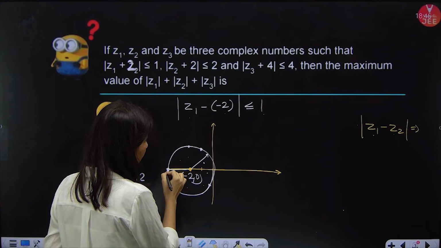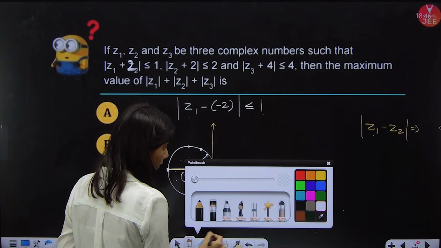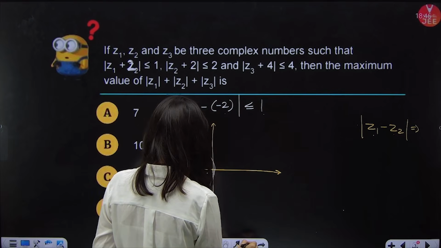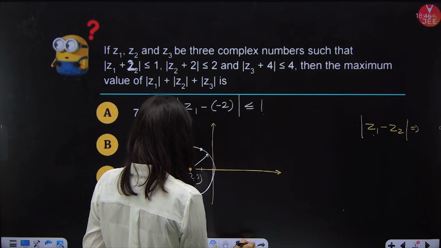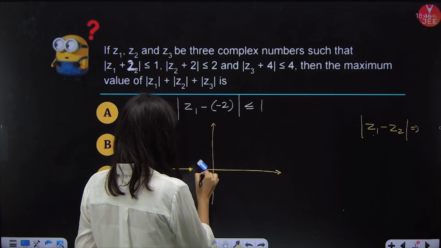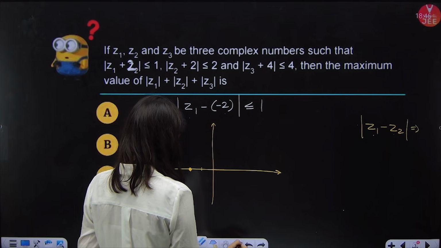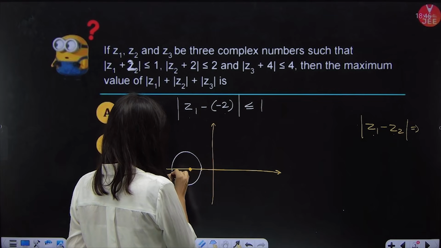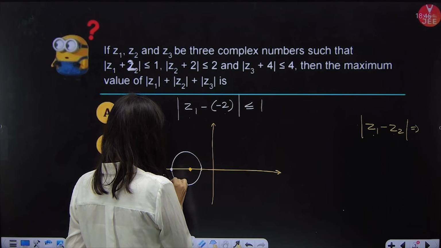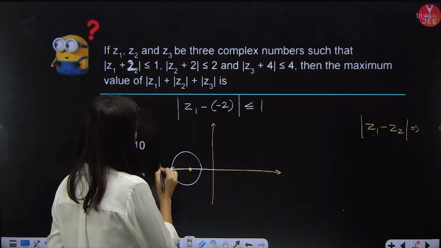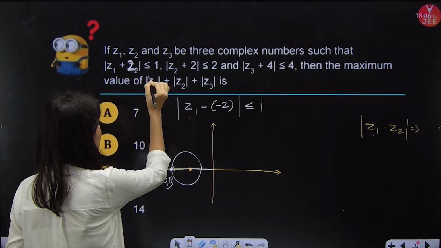This point clearly, hold on. The circle has a radius, so this is your radius 1. So minus 3, 0 is the maximum possible distance from the origin. So mod Z1 is coming out as 3.